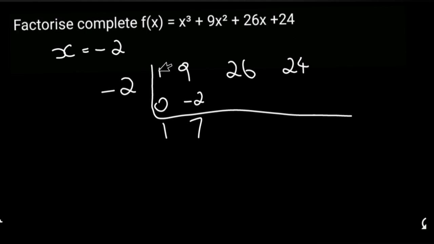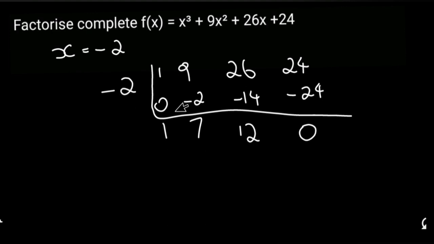The process is very simple. You add and you multiply, you get this value, and you add, multiply, you get this value. So 7 times -2, you get -14. 26 minus 14, you get 12. 12 times -2, you get -24. 24 minus 24, you get 0. Once you get 0 here, that means you are on the right track, because then our remainder is 0.